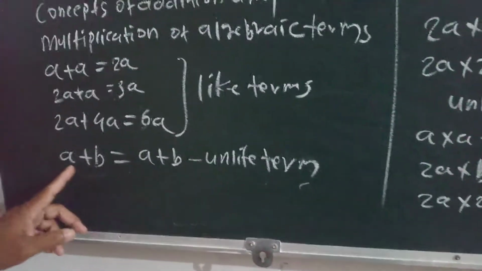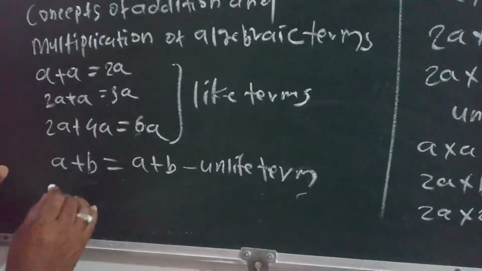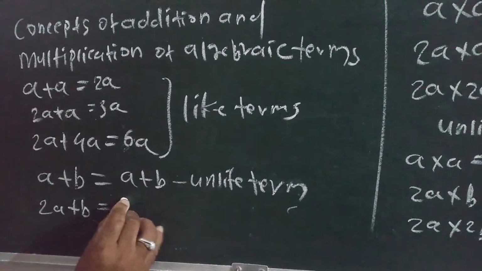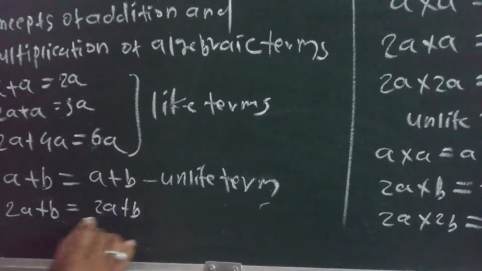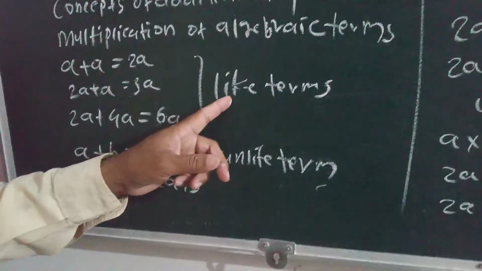Example: a plus b equal to a plus b. You can't add 2a plus b, it remains 2a plus b. We can't add unlike terms. We can add the like terms. What about the multiplication?